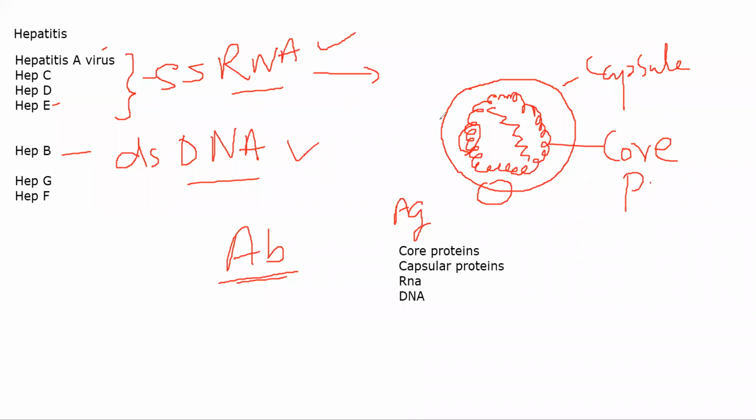Now, any of these particles can trigger an immune reaction in your body where your body starts fighting against this virus. Those antigens can be core proteins of the virus, they can be capsular protein of the virus, it can be RNA or DNA of the virus, depending on what type of virus it is.